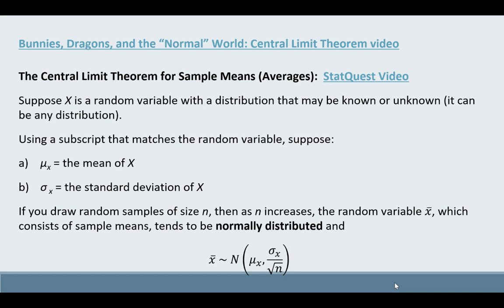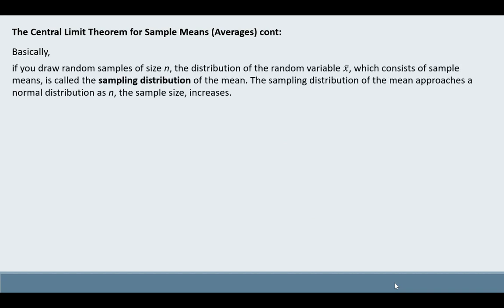Now x bar is a continuous random variable with a normal distribution, with a mean the same as mu sub x and a standard deviation of our original standard deviation, sigma sub x, divided by the square root of n. So if we draw random samples of size n, the distribution of the random variable x bar, which consists of sample means, is called the sampling distribution of the mean. The sampling distribution of the mean approaches a normal distribution as n, the sample size, increases.